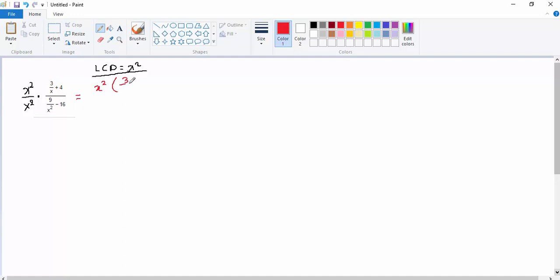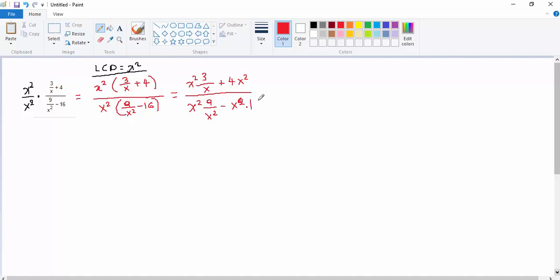Okay, so I have this, divided by, and now I can distribute the x squared to each one of the terms of these parentheses, top and bottom, and in this way I can ensure that I simplify the denominators. So I have x squared times 9 over x squared at the bottom, minus x squared times 16 over x squared. So what I want you to remember is that I distribute to each one of the terms of the numerator and denominator.